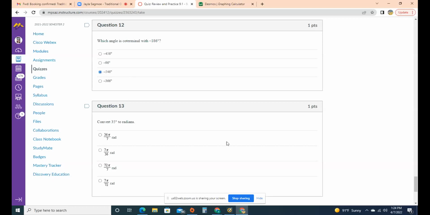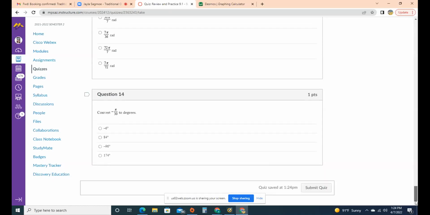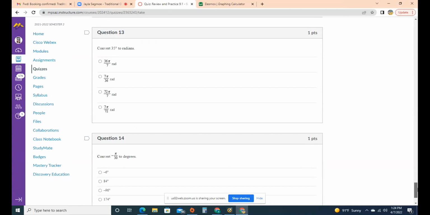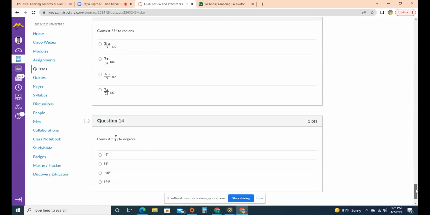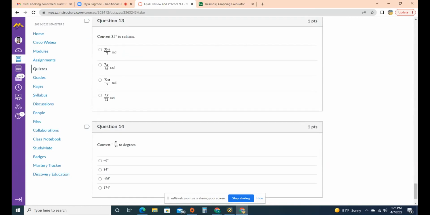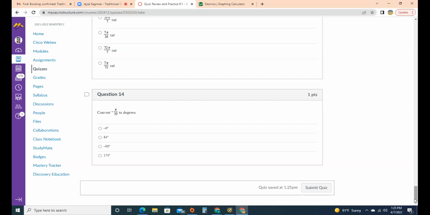Okay, so let's go to 13. Is there a couple below that, or is it just 13? It's the only convert to radians problem. 13 and 14, we have one with pi. Let me grab 13 and then I'll have you scroll down to grab 14. Could you scroll down slightly so I can grab the next one? Perfect. All right.